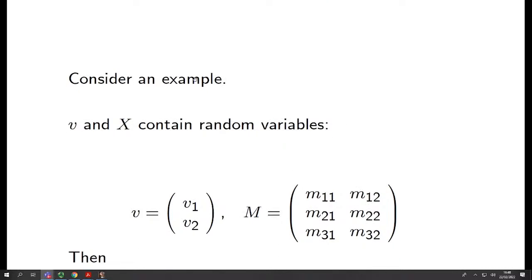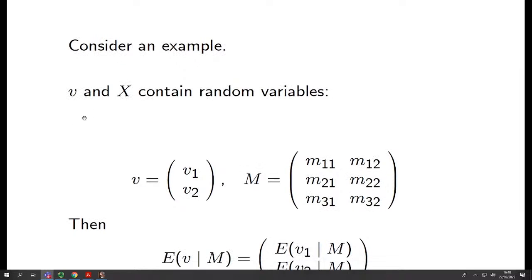Now, let me consider the following example. Imagine that V is a random variable with V1 and V2. So it's a bivariate vector, two random variables. And imagine that M is a matrix containing random variables, okay? So nothing, something that we already have met during our classes. It seems something very difficult, but it is not. Something that we can manage.